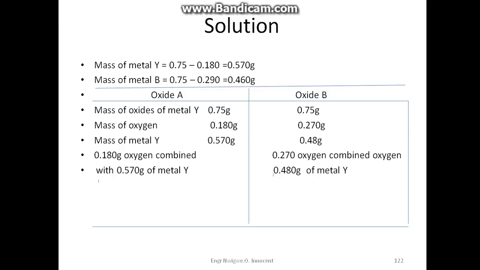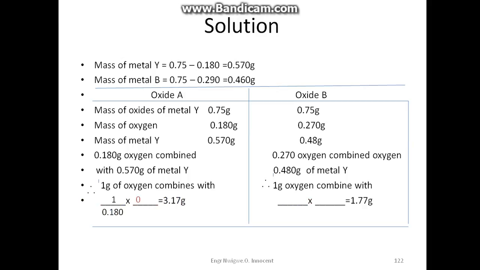Therefore, 1 gram of oxygen combined with 1 over 0.180 times 0.570 over 1, which will give us 3.17. For oxide B, the mass of oxide of metal is 0.75 gram. Mass of oxygen is 0.270 gram. Mass of the metal is 0.48 gram.